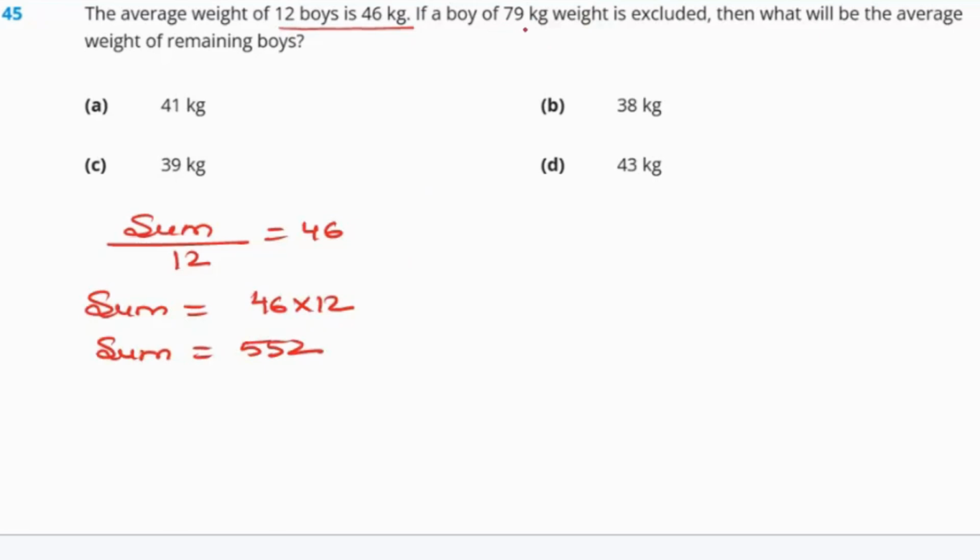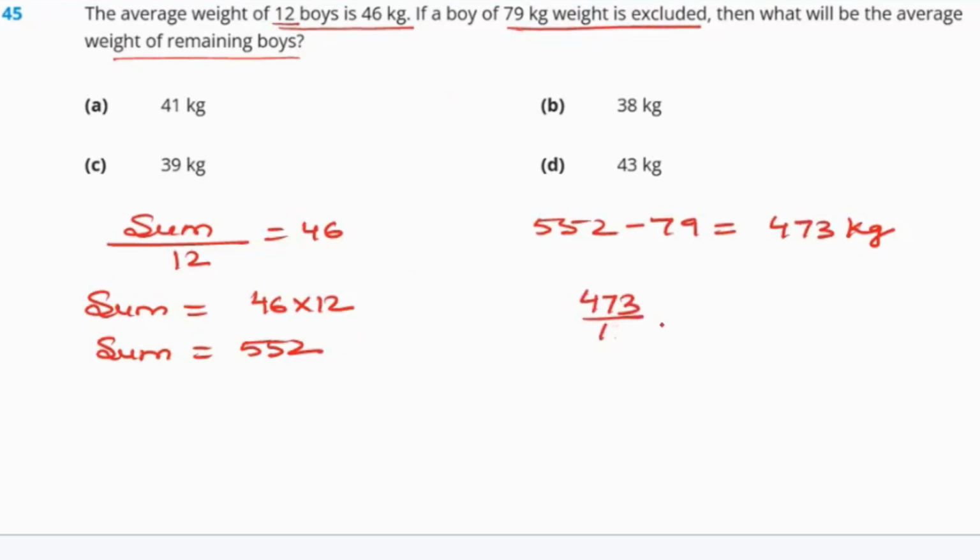If a boy of 79 kg weight is excluded, we are removing a boy of 79 kg from it. So what is the weight which is remaining? 473 kg is remaining. Then what will be the average weight of the remaining boys? Now one boy has been removed from 12, so the number of boys remaining is 11. So we need to divide 473 by 11. When we divide, we get 43. So the average weight now becomes 43 kg.